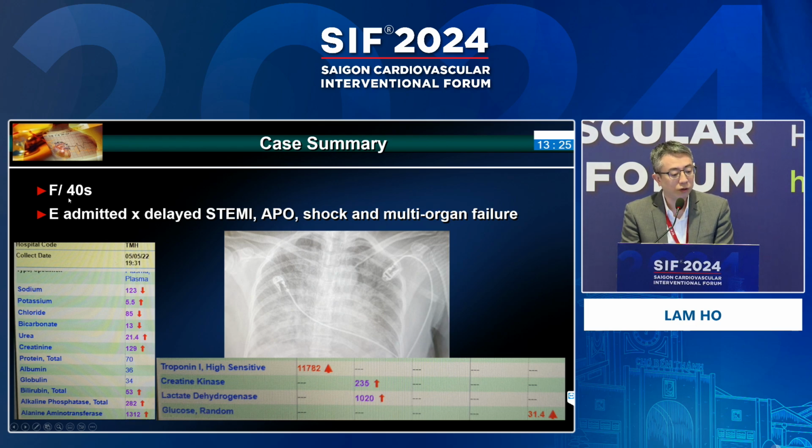The patient was 40 years old, very, very young. This time was admitted for delayed STEMI, APO, shock, and multi-organ failure. You can see from the renal function, renal function sunk down, potassium very high, sodium very low. And you can see the liver function, ALT, ALP sky high. Congested liver. Chest X-ray, the bilateral lungs were congested. Troponin I and CK were a bit low because of the delayed presentation. Glucose very high, 31. So multi-organ failure.